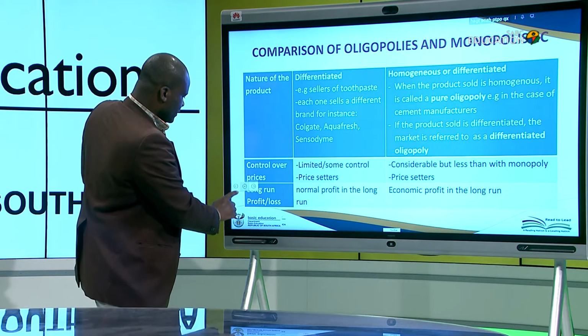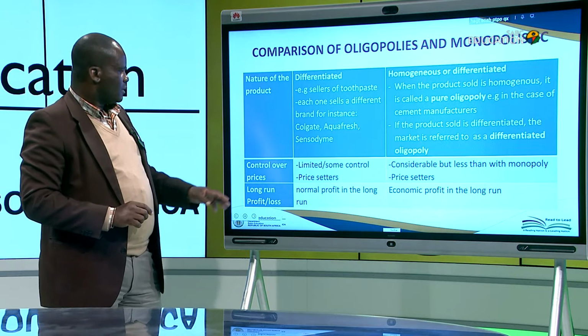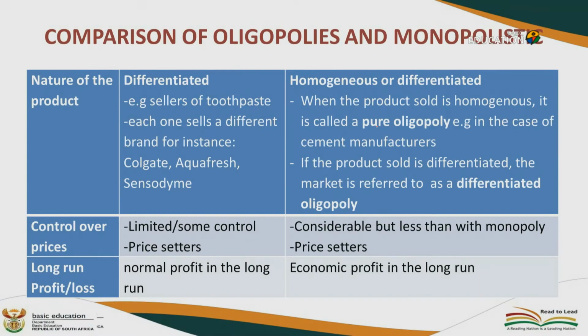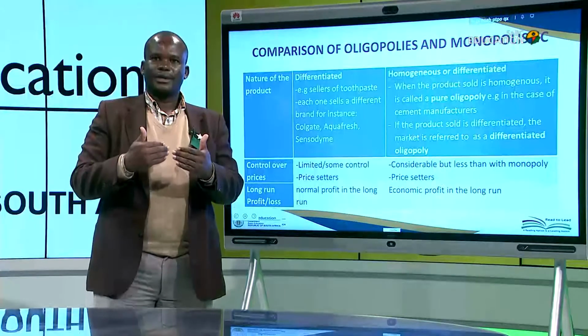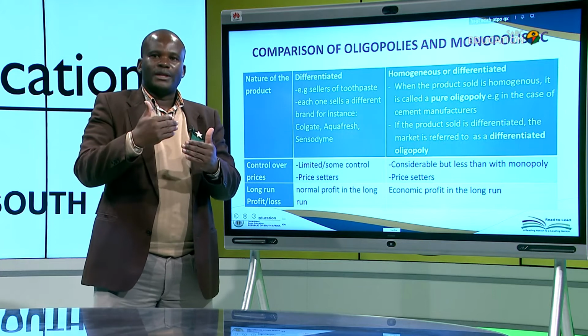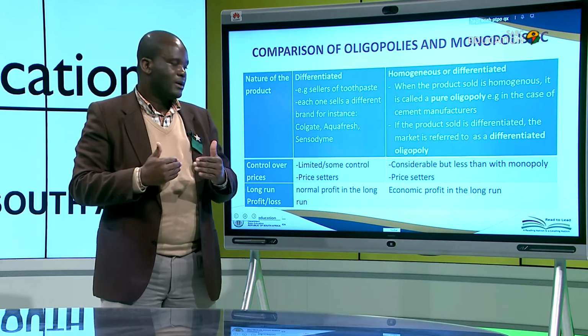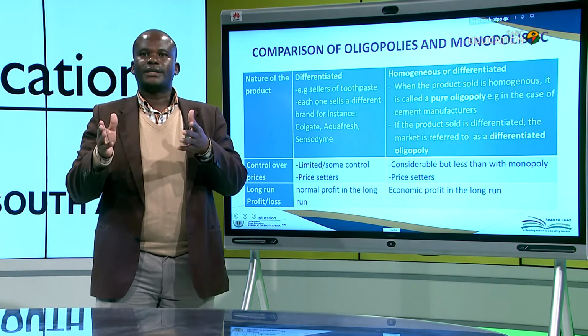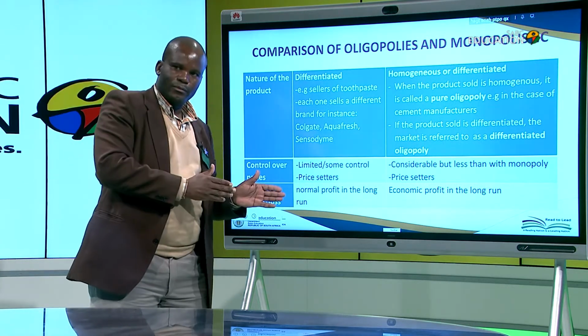Control over prices. They have limited or some control under monopolistic competition, which means they are price setters. Why do we say they have some control? Because remember, I'm selling my own brand. Yes, we are all selling toothpaste, but I am selling Aquafresh. So I am able to charge the price of my own brand. I have some considerable control over the price only of my particular brand. So as a monopolistic competitor, they become price setters.